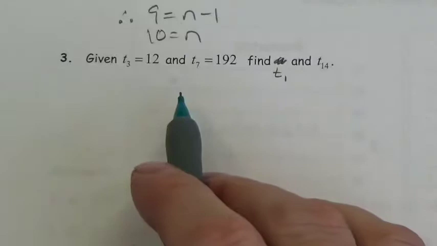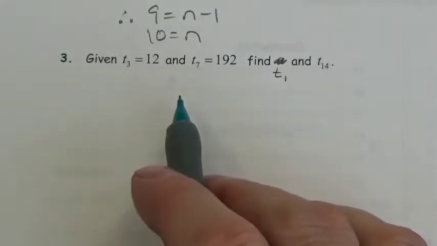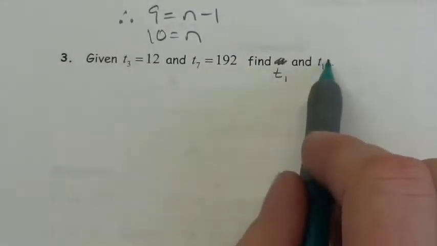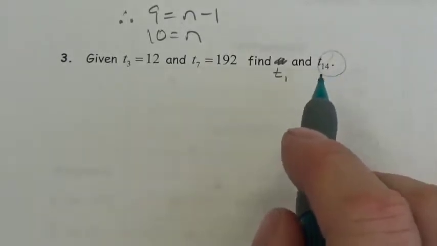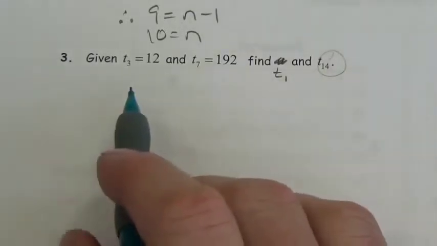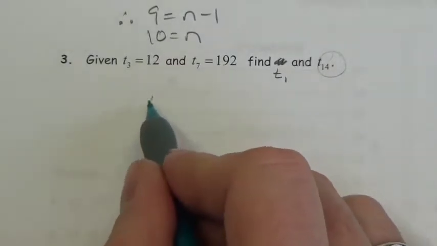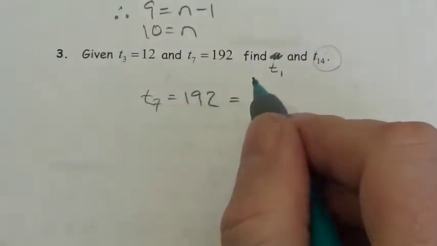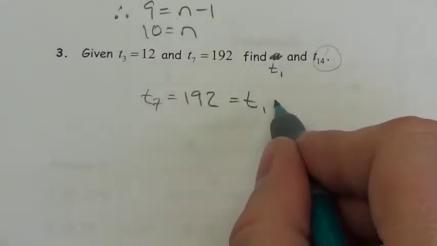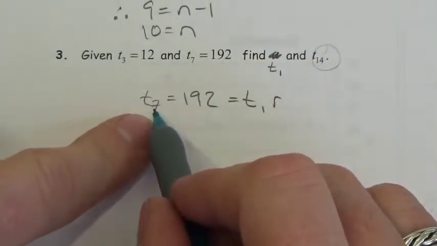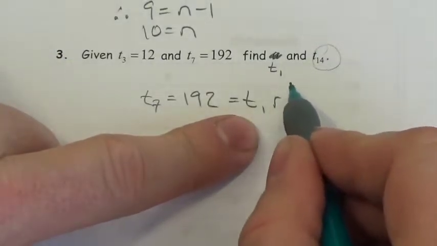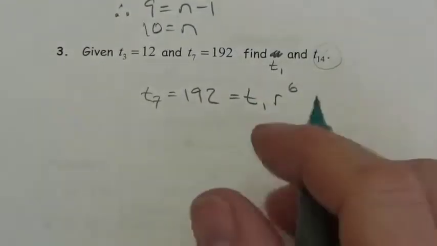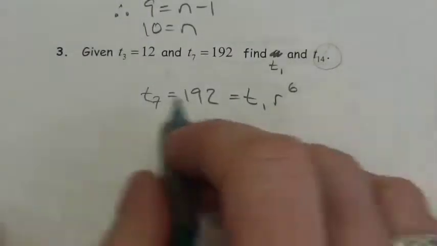Now, there are a couple of different ways that you can set this one up. I am trying to look for the first term and then the 14th term. Once you've got the first term, that should be pretty straightforward to get. Let's do this right here. I know the seventh term is 192. I know that that is going to equal the first term multiplied by the common ratio. Now notice this, I know this is the seventh term, so my exponent here would normally be 7 minus 1, or 6. So there we go. It's going to be T1 r to the 6th. Well, that didn't give me a lot of information. Let's look at this other one here, T3.